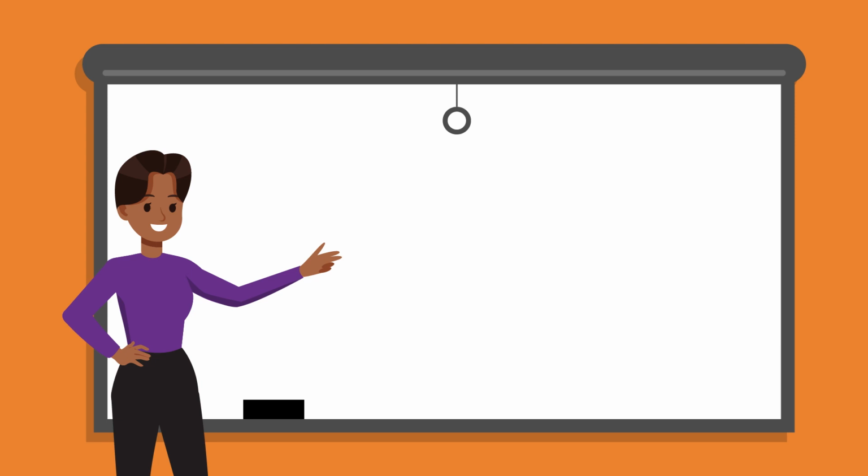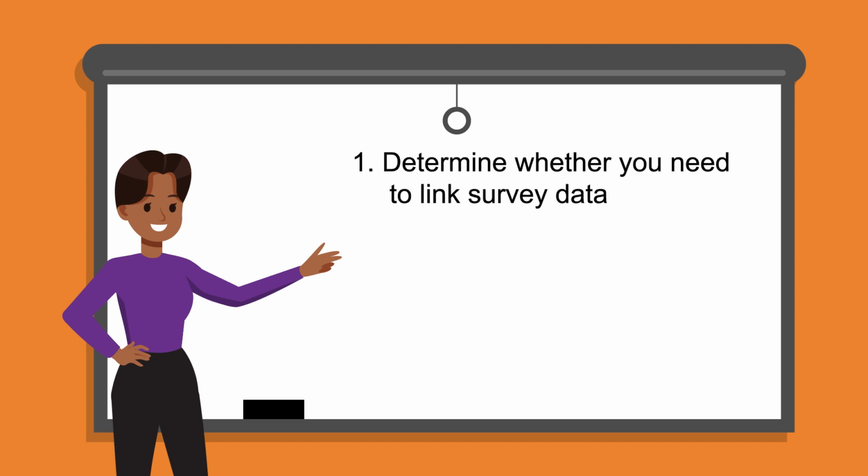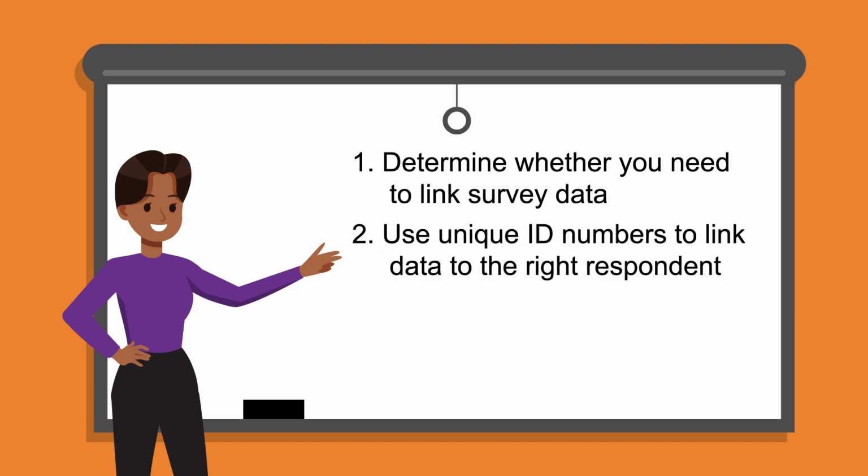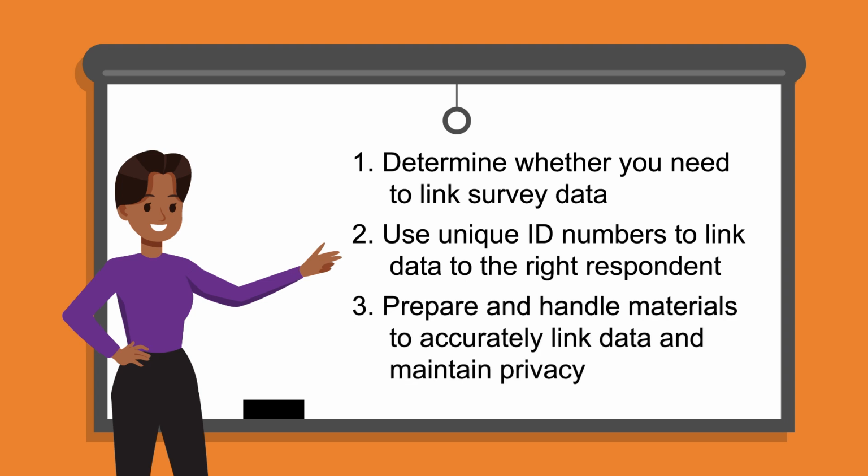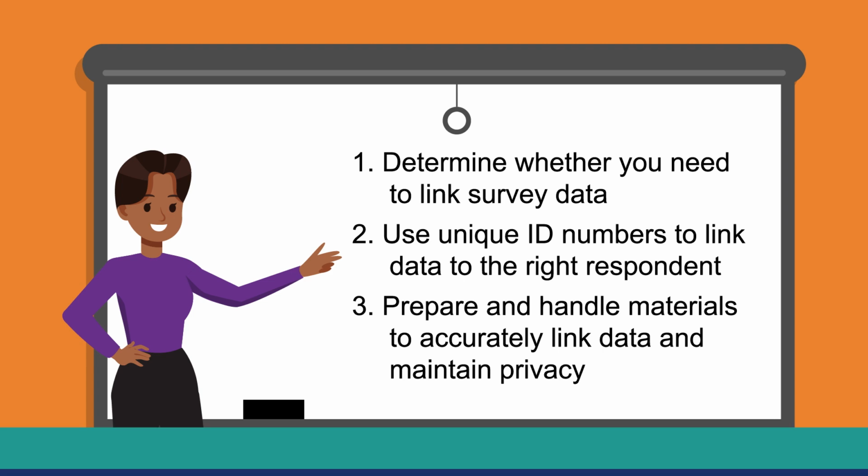To recap, when you're preparing to link survey data, take the steps discussed in this video. 1. Determine whether you need to link survey data. 2. Use unique ID numbers to link data to the right respondent. 3. Prepare and handle materials to accurately link data and maintain privacy.